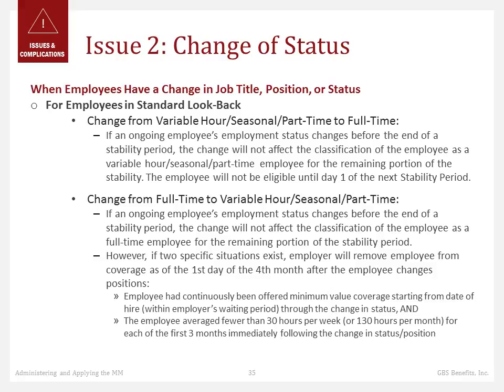So the next situation is where we have employees who are in the standard look back, and we have 2 options here. For the standard, we have employees who are changing from variable hours, seasonal, or part-time, and they're moving to full-time. In this situation, if an ongoing employee's employment status changes before the end of the standard stability period that they're in, the change will not affect the classification as a variable hour, seasonal, or part-time employee for the remaining portion of that stability period. The employee will not be eligible until day 1 of the next one.